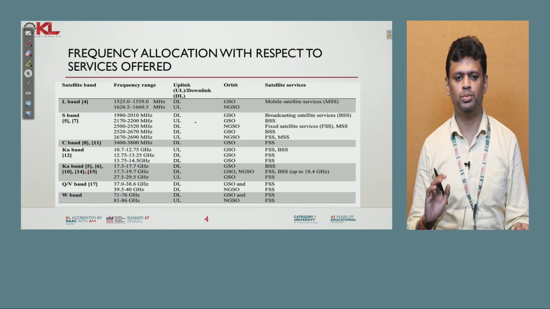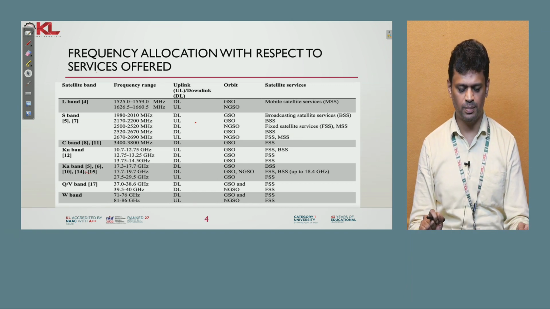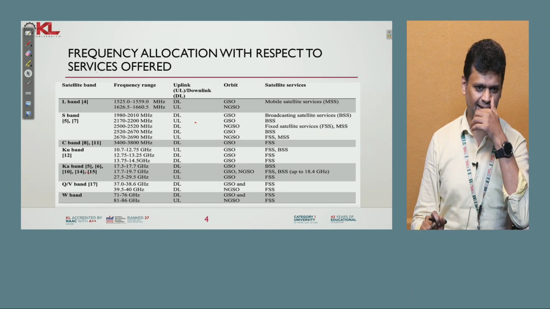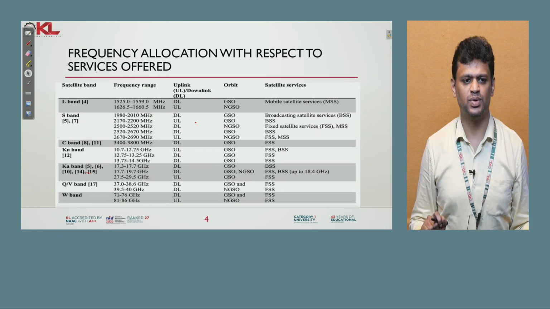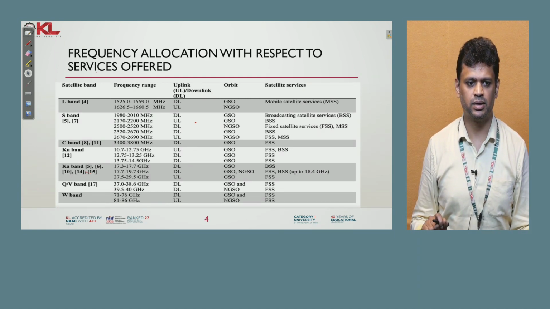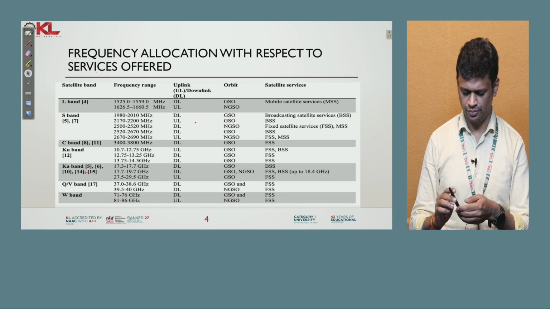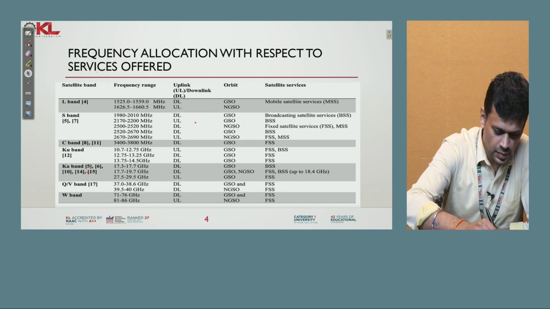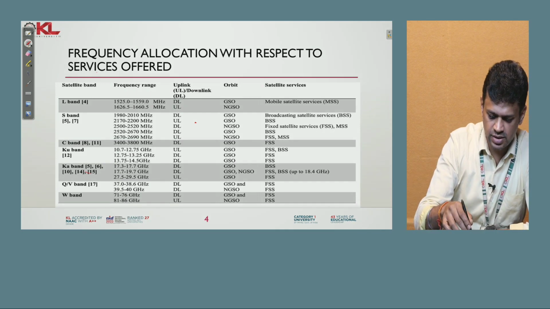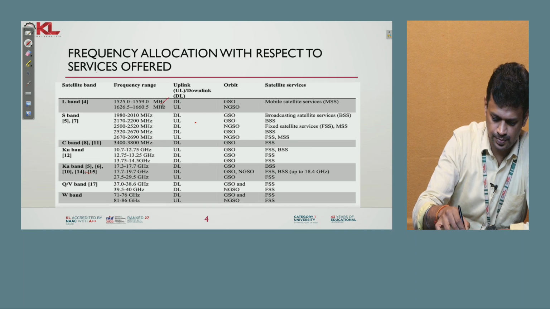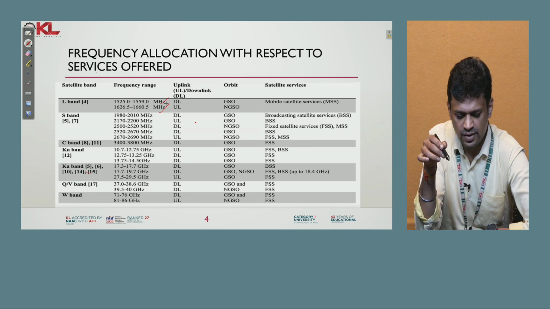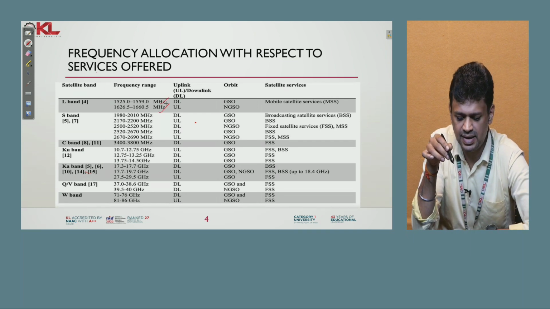This is the most important slide and we will go one by one. Basically, for the satellite bands, we have named the frequency ranges L band, S band, C band, Ku band, Ka band, Q and V band, and W band. So here, if you observe, this is the frequency range. So 1525 to 1559 MHz is in the L band.